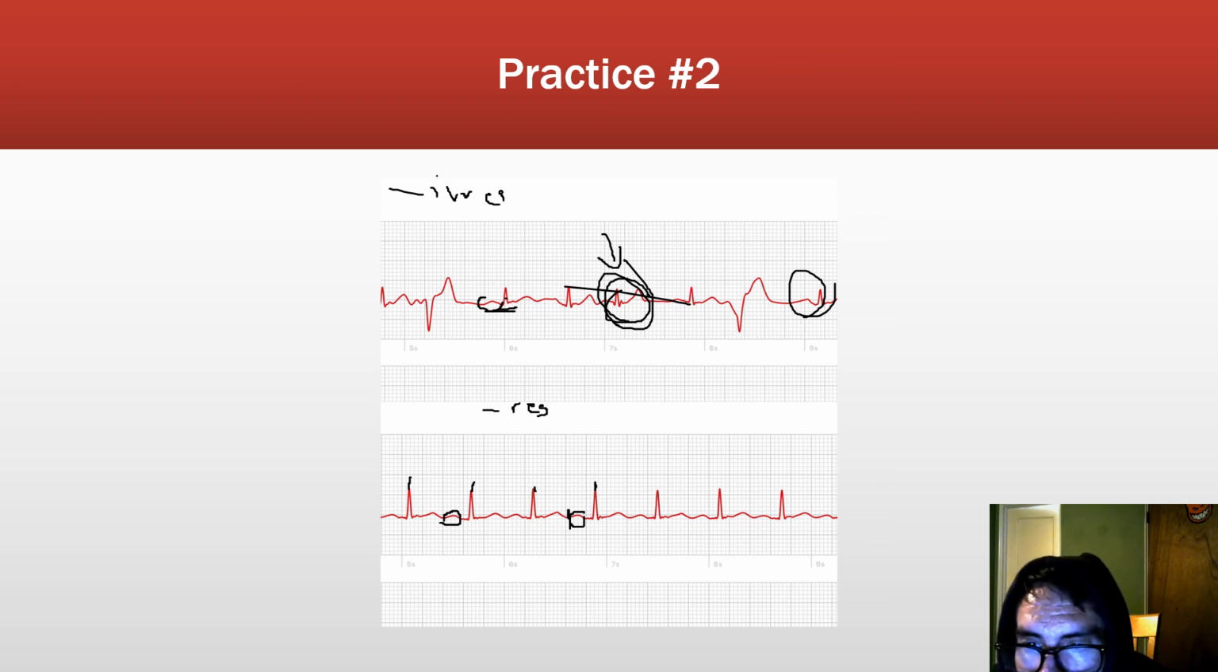PR interval is about, it's actually a little bit long because it starts right here and then it comes out to here, which is about maybe one box past the large box range, so just slightly long. So there is some sort of blockage in the atrioventricular node. Our QRS is normal. It's less than 3 small boxes, or 0.012 seconds.